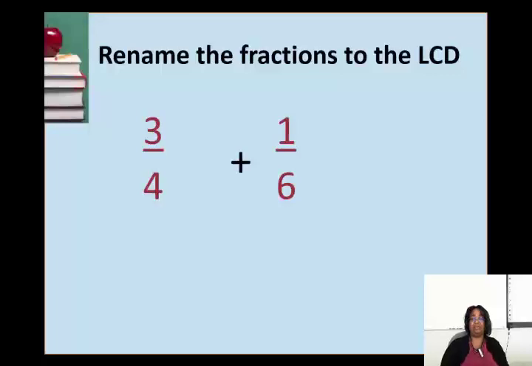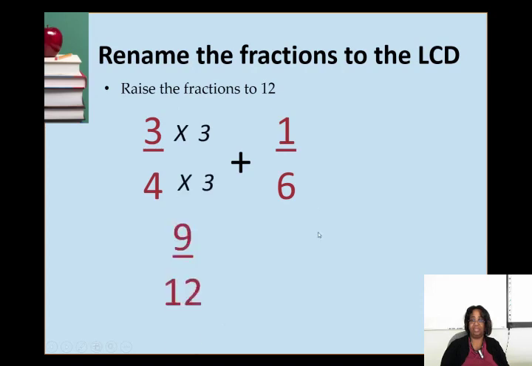So this is how we would raise the fraction once we know that our least common denominator is going to be 12. What times 4 will give me 12? 3. So that means I need to take 4 times 3 and 3 times 3 because I want to keep it equivalent. 6 times what is going to give me 12? 2. So that means I'm going to do 6 times 2 and 1 times 2 to keep this fraction equivalent. So let's go ahead and raise these fractions.